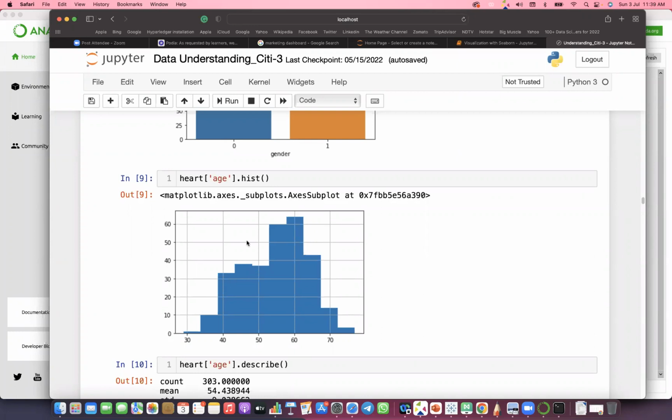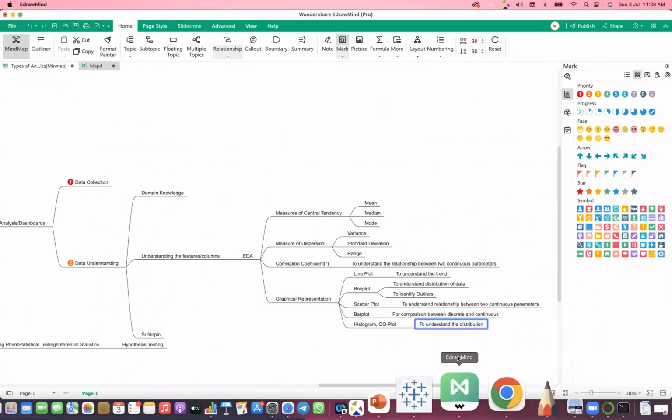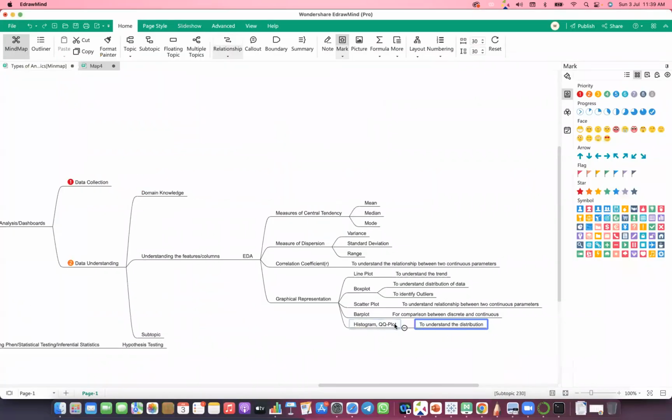Now, is this the distribution of all the hospitals or only this particular hospital? This is basically this hospital. Okay, it is related to only this particular hospital. Absolutely. So now, histogram or QQ plot is used for what? To understand the distribution.